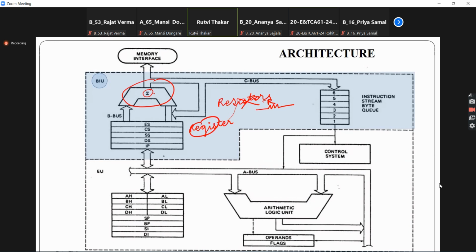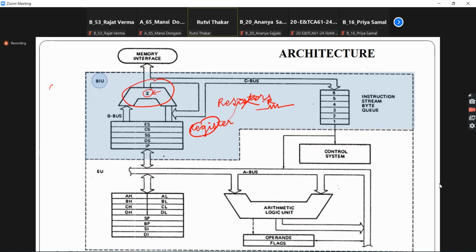Okay, so everyone told me that this particular sign is of summation. What is summation? Addition. And what is addition? It is an operator. And what does it do? Arithmetic or logical additions, right?